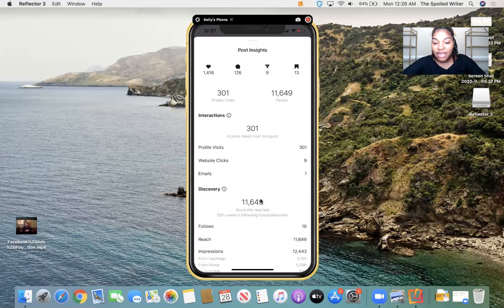11,000 was the accounts reached, which matches this number. So reach is here, and it's also shown here. 58% of the people who saw this post were not following me. That most likely means that I showed up somewhere on the Explore page on people's phones, or somebody sent it to them. Well, it was only sent 9 times, so it's got to be from the Explore page, all right?